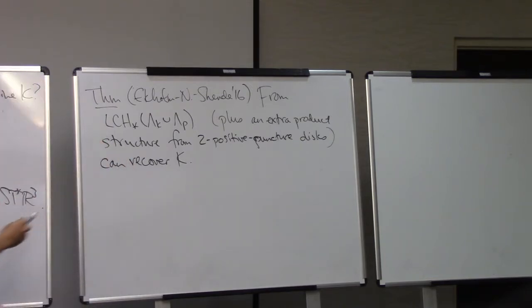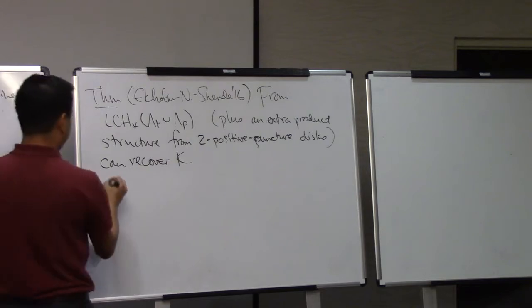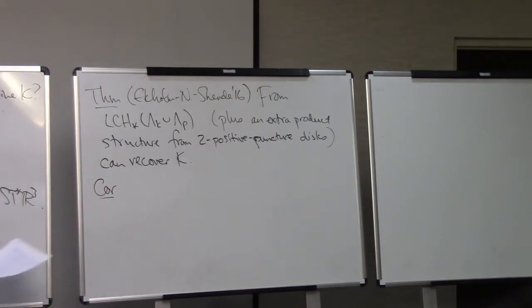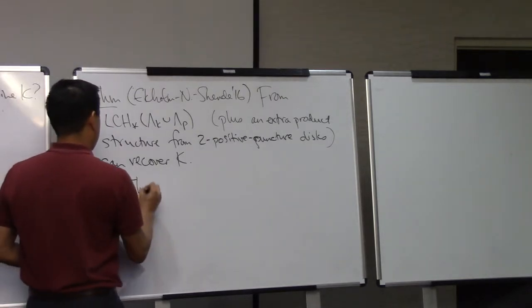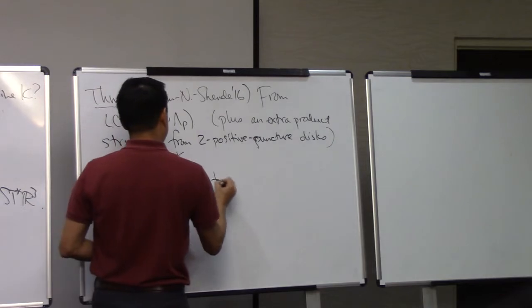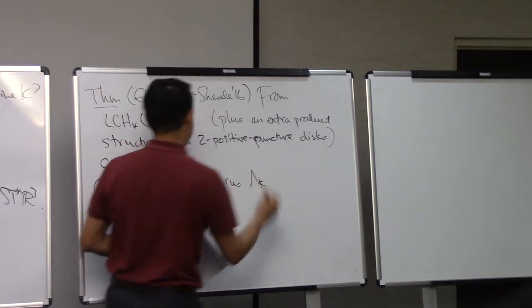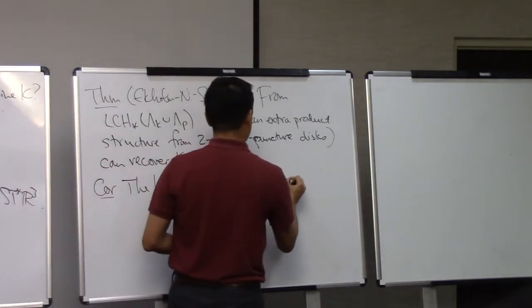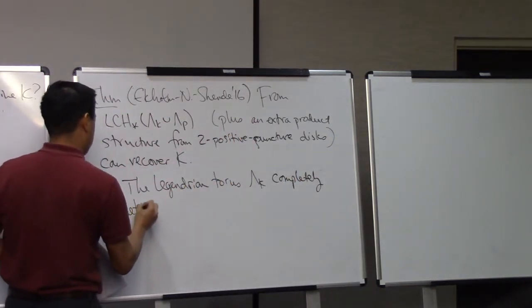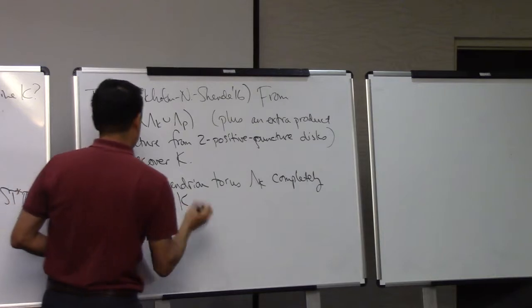And I'll say something about the proof of this, but this is the thing that I'm going to massively compress. But let me say that a corollary of this is that the Legendrian type of the Legendrian torus lambda K completely determines K.